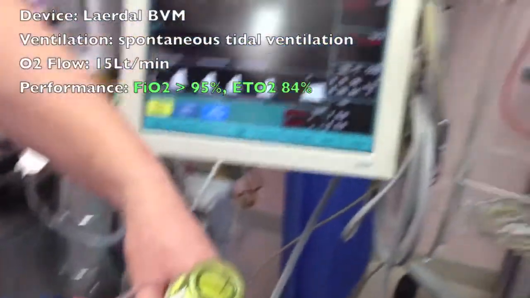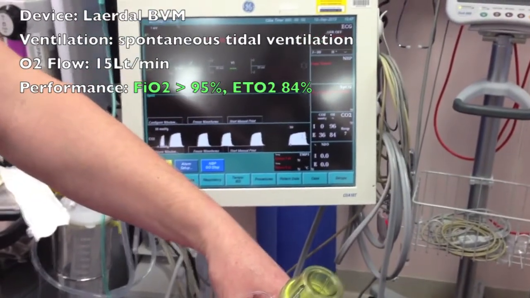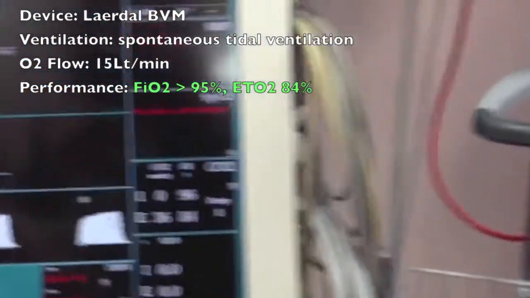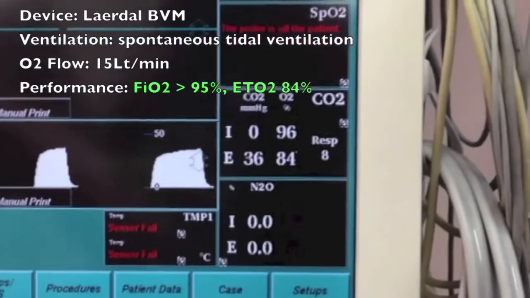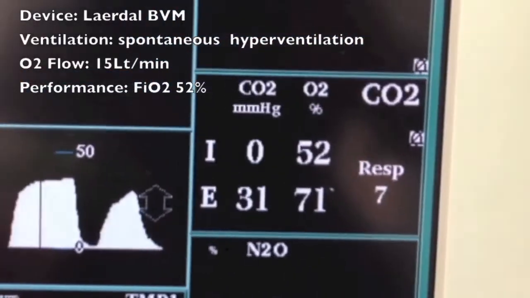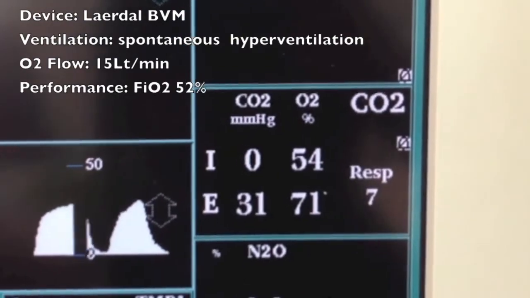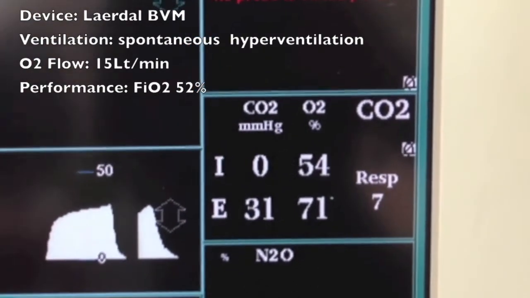This enables this device to deliver inspired oxygen concentrations in excess of 95% to spontaneously breathing patients during normal tidal ventilation. During hyperventilation, however, if minute ventilation exceeds fresh gas flow, ambient air will begin to be entrained through valves at the base of the device, leading to a dramatic reduction in the inspired oxygen concentration. End-tidal oxygen will also inevitably fall, as can be seen starting to occur here.